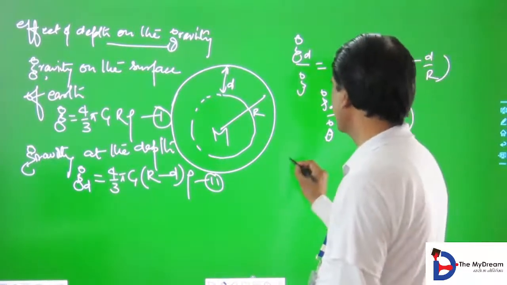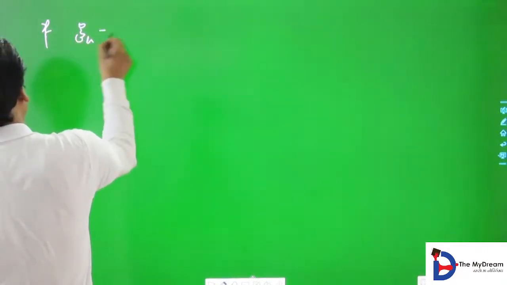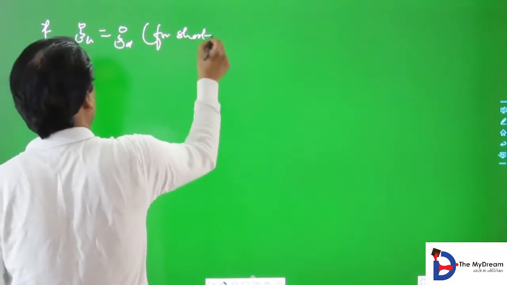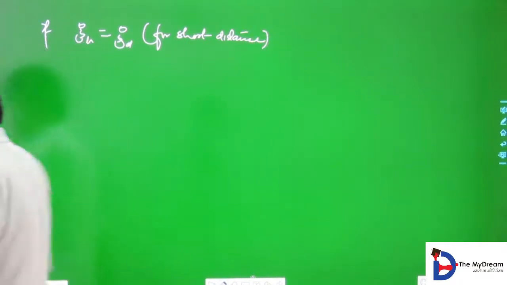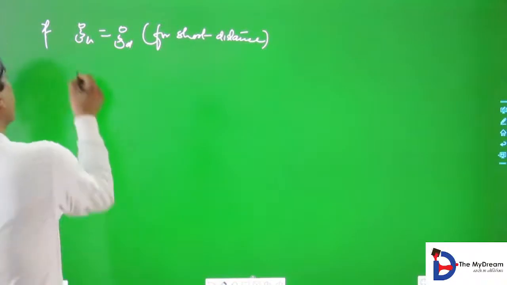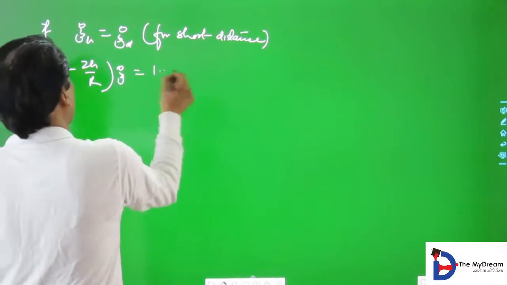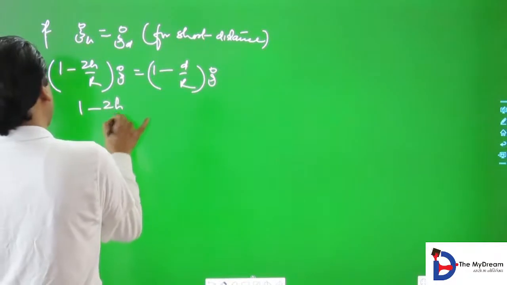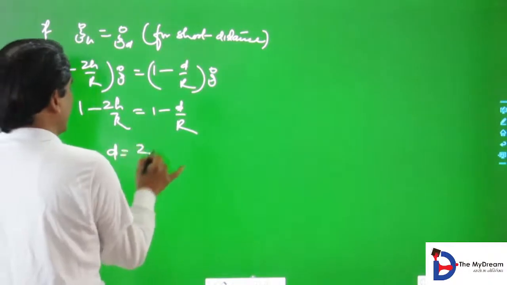Let's take a new question. If GH is equal to GD, gravity at the height for a short distance, meaning H is not very large, then 1 minus 2H upon R equals 1 minus D upon R. So D is equal to twice of H.